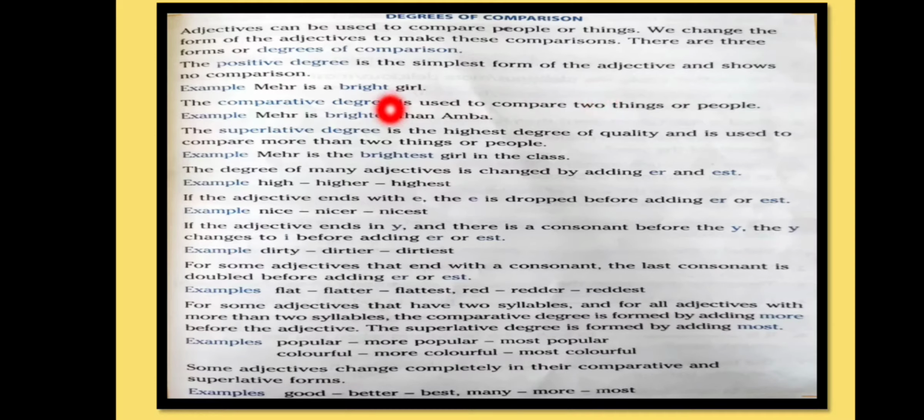There is no comparison. It's only a form of adjective, the simplest form of adjective. For example, Meher is a bright girl. Here there is no comparison, and the word bright is the adjective used over here. It is the simplest form.